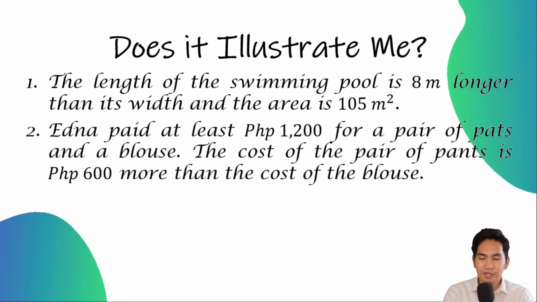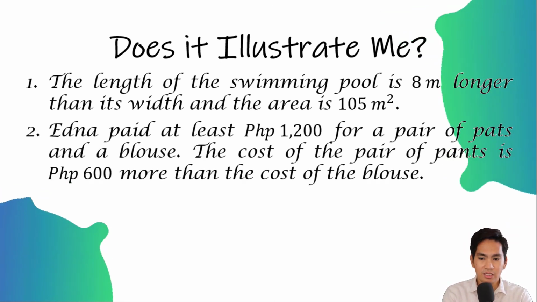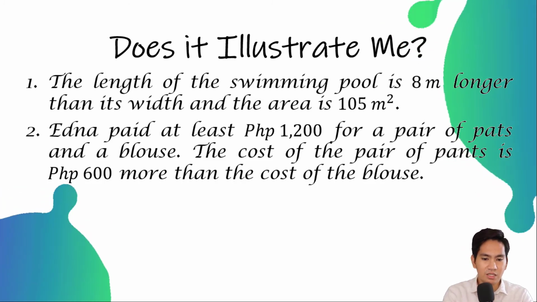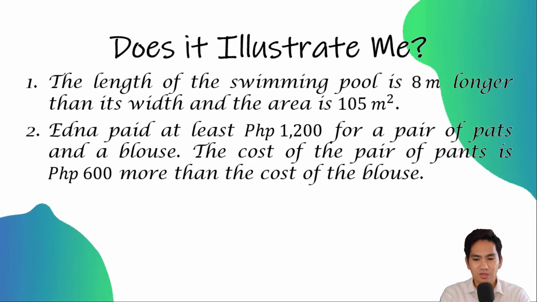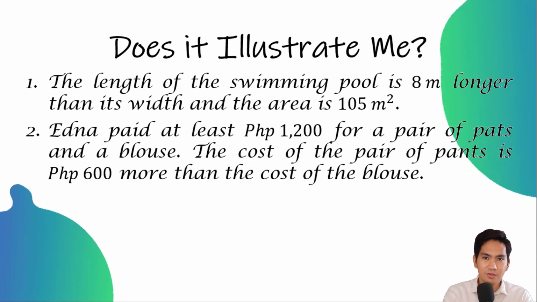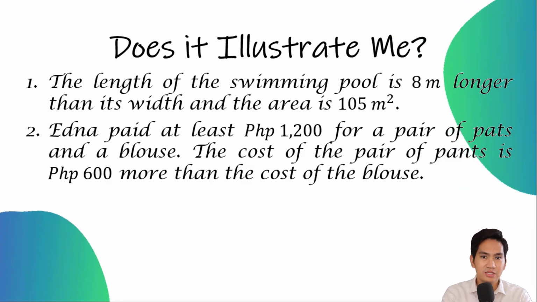Does it illustrate a quadratic equation? Number 1: the length of the swimming pool is 8 meters longer than its width, and the area is 105 square meters. Number 2: Edna paid at least 1,200 for a pair of pants and a blouse. The cost of the pair of pants is 600 more than the cost of the blouse. In these examples, you have to determine whether the following situations illustrate quadratic equations or not.